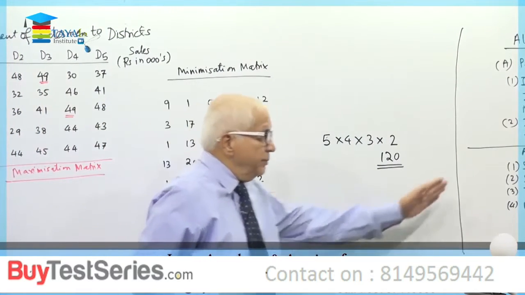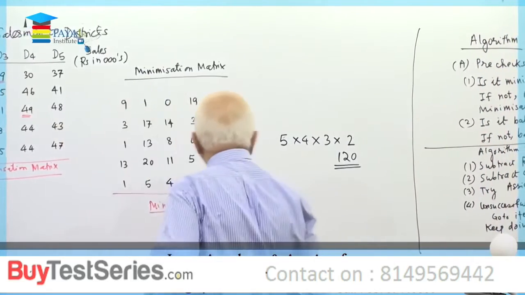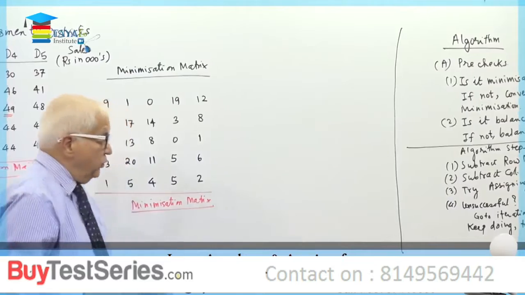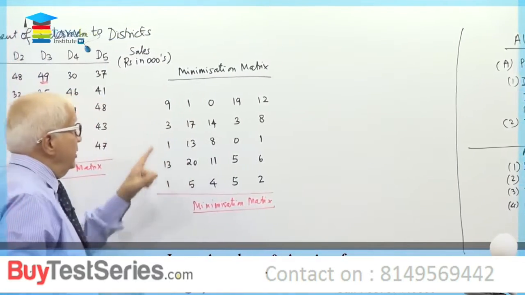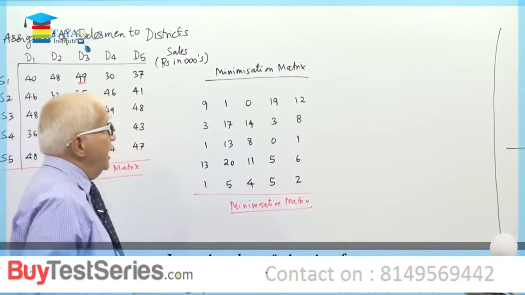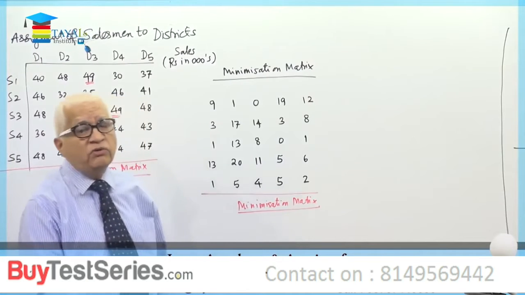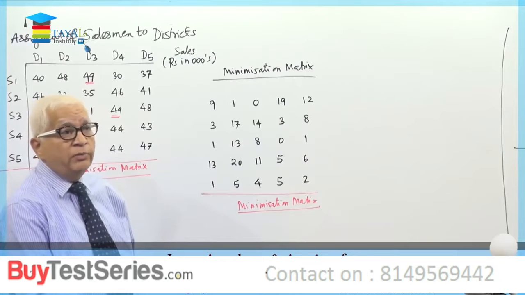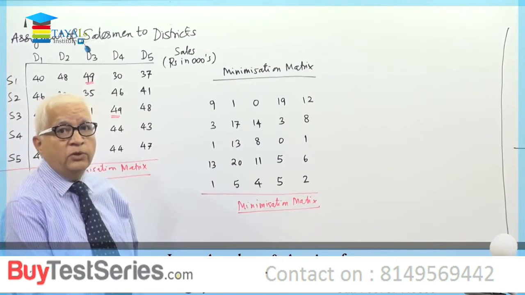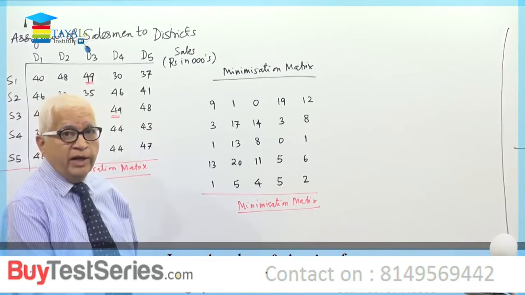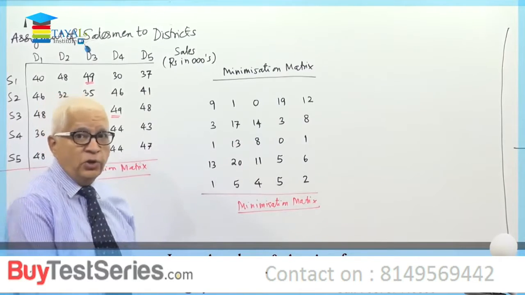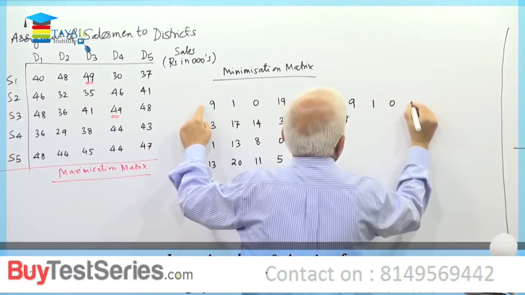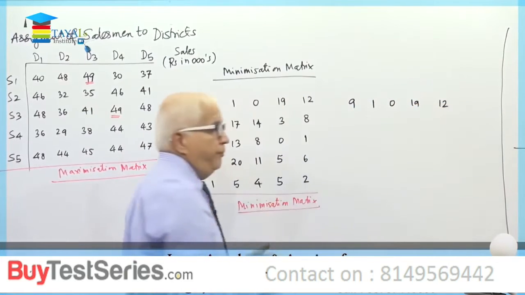First step, as I said, is subtract row minimum. Okay, so I'll subtract row minimum. Identify each row. For example, first row now of a minimization problem. First row, the numbers are 9, 1, 0, 19 and 12. What is the lowest number? 0. Fine. Subtract the lowest number from all numbers of that row. That means subtract 0 from all numbers of that row. That means don't do anything. So copy the first row as it is: 9, 1, 0, 19, 12.